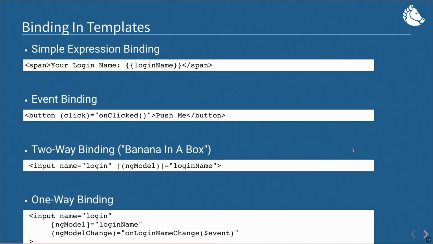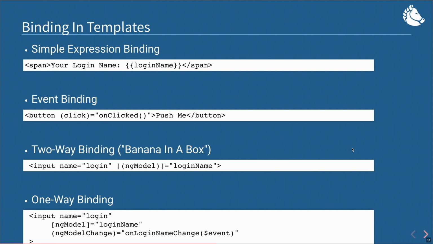Okay, Angular has, as we said, one-way binding, two-way binding, lots of options. So the first thing here is a simple expression binding. Inside of a template, you can take a property of the component and just render it directly, assuming that's a string or something that will stringify reasonably. Just put it between double curly braces, and it'll render right there.